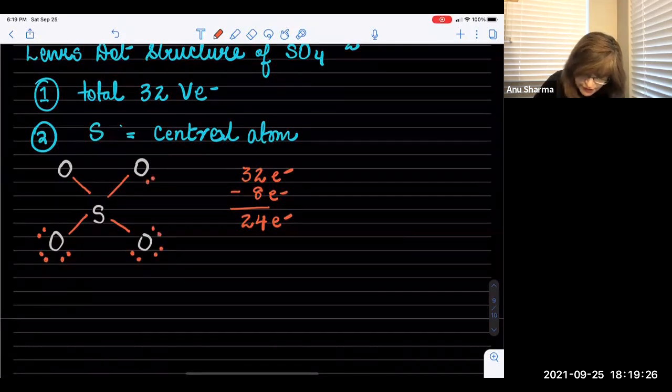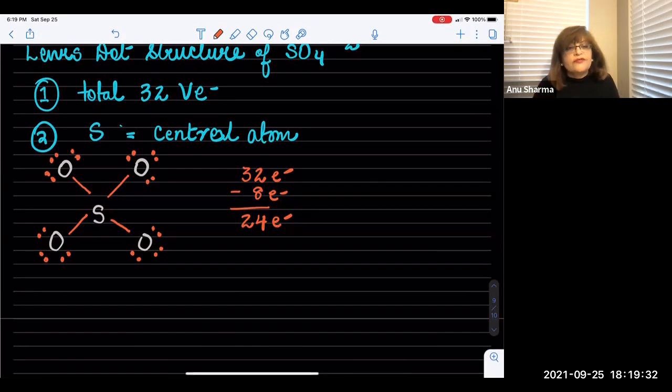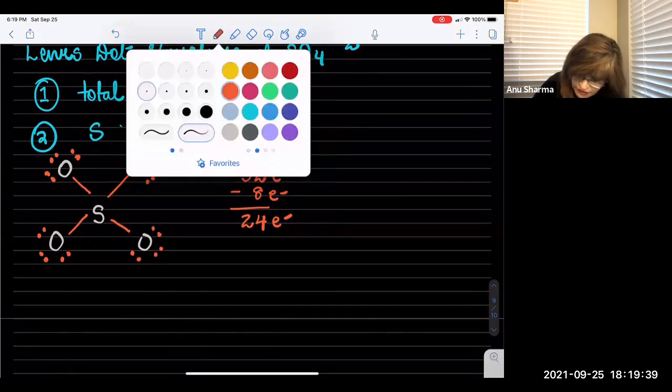1, 2, 3, up to 24. All 24 have been used up in making the octet. Now you're going to do the checking.